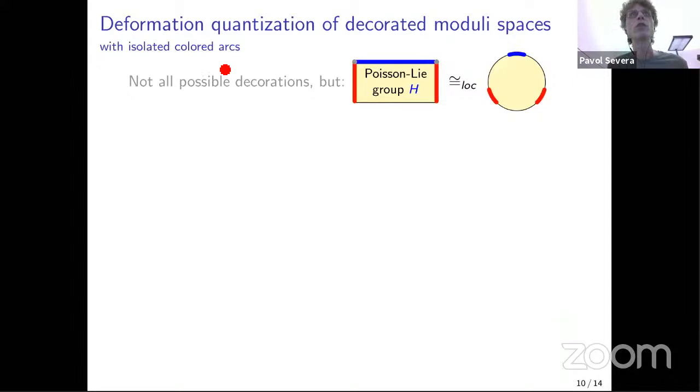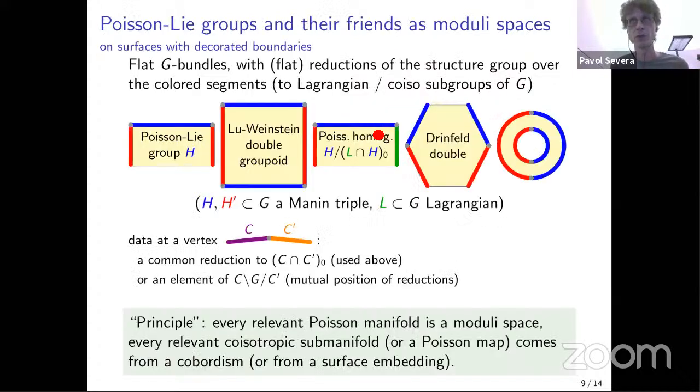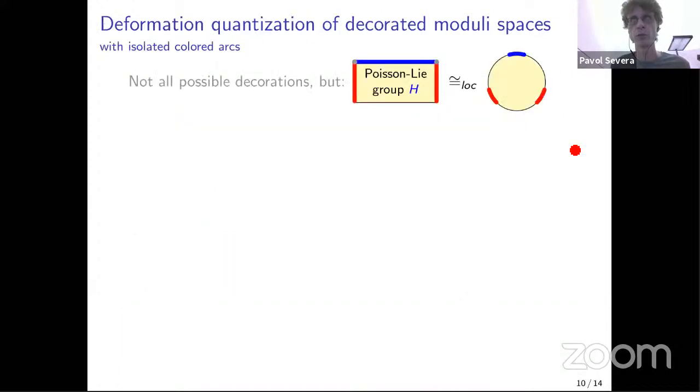Now with David, we not just introduced or studied those moduli spaces, but we also found a deformation quantization, not of all of them, but only of those where those colored arcs are separated by these uncolored arcs, where there is no reduction happening. Fortunately, say for quantization of a Poisson Lie group, it's not a big problem because those two things are locally diffeomorphic, so we can simply pull back the star product from here to a star product there. But say for a Poisson homogeneous space, as we saw before, it wouldn't work. So we cannot quantize those.